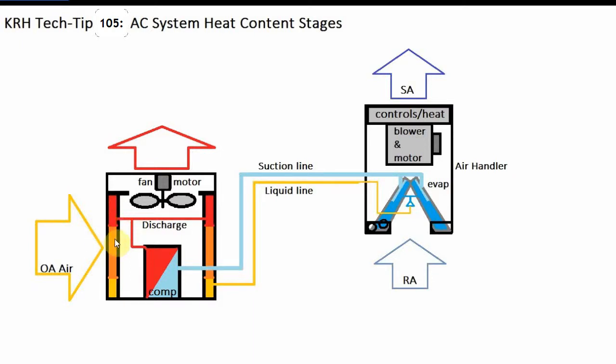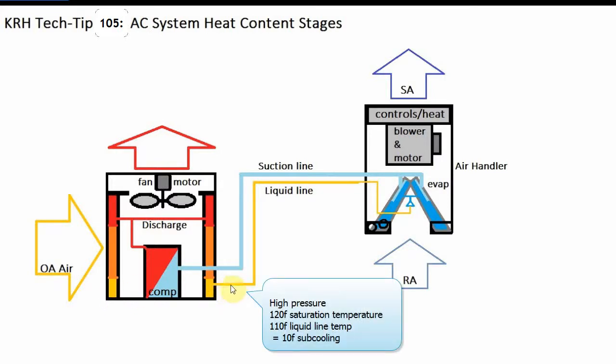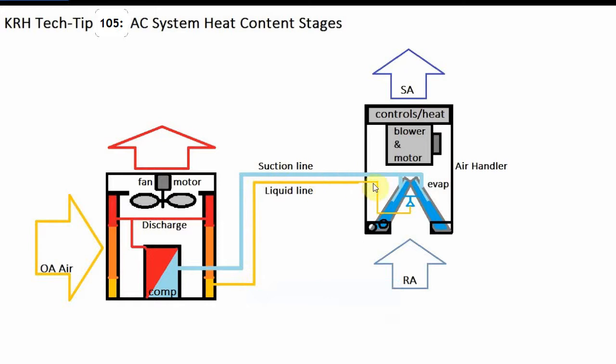And then I'm going to condense the vapor at its saturation temperature, which is in this case 120 degrees. And then once I've removed all of the latent heat, it's all condensed into a liquid. Then I will subcool that liquid, and in this case that was 10 degrees. So leaving my condenser, I am a high pressure subcooled liquid that has a saturation temperature of 120 and is subcooled to 110. That then goes into my metering device where I will drop pressure and regulate flow.